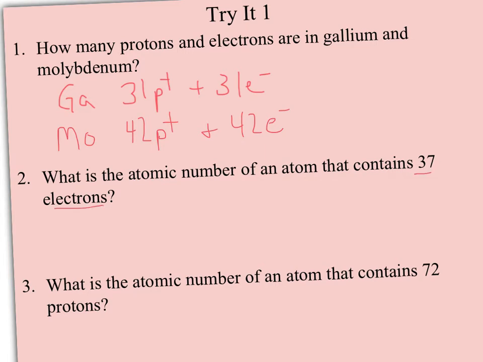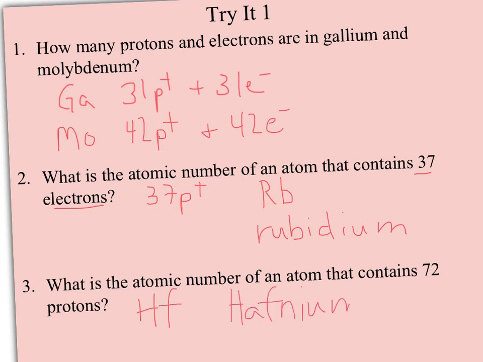Second question says, what's the atomic number of an atom that contains 37 electrons? Well, if it has 37 electrons, then I can assume it also has 37 protons. And so 37 is its atomic number. This is a little easier to find on the chart. I go to number 37 and I see it's the symbol Rb, or rubidium is its name. Then number 3, what is the atomic number of an atom that contains 72 protons? I go right to that square for 72. I find Hf, or something called hafnium.